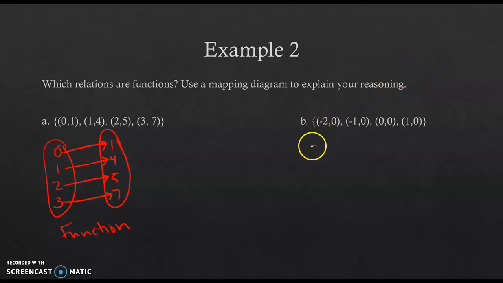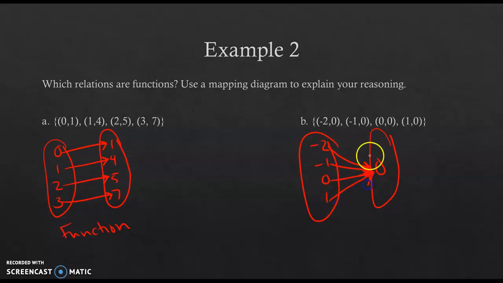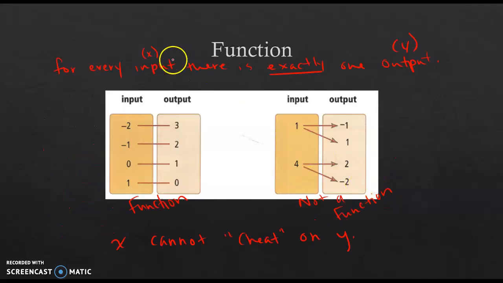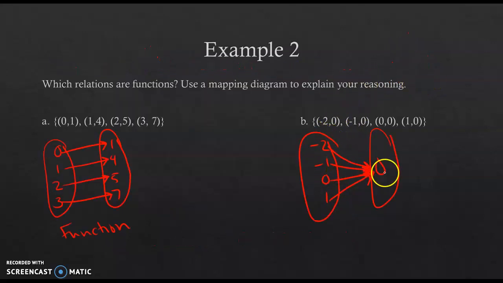All right, so over here we have -2, -1, 0, 1. Those are our x values. And then our y value is just 0. And so -2 maps to 0, -1 maps to 0, 0 maps to 0, 1 maps to 0. Now, keep in mind, our definition is that every input, there's exactly one output. Each of these inputs only have one output. This is a function. Our x's are not cheating on the y.